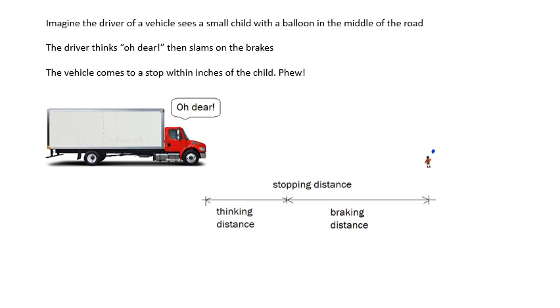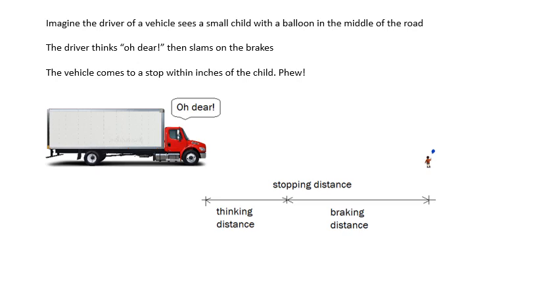Now, imagine somebody's driving a lorry, pretty fast, and they see a small child with a balloon in the middle of the road, as you do. The driver thinks, "Oh dear," or words to that effect, and slams on the brakes. The vehicle comes to a stop within inches of the child. Phew. Okay, so this is all about how far they travel: stopping distance.